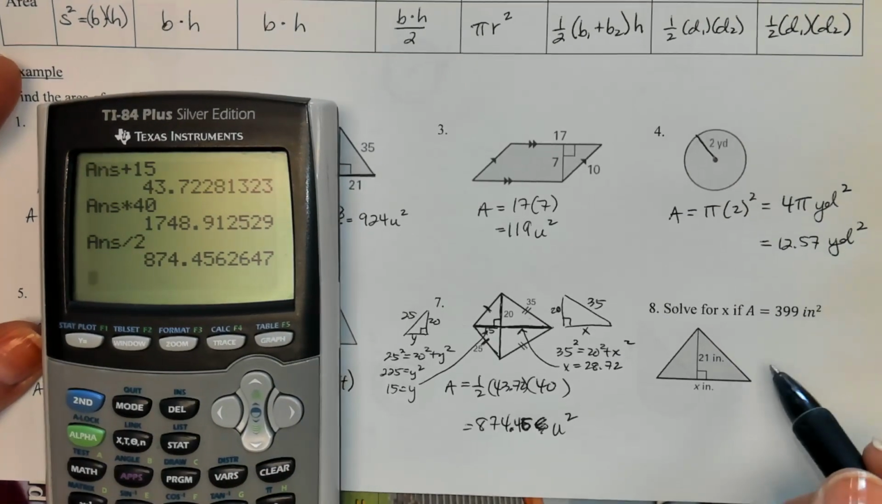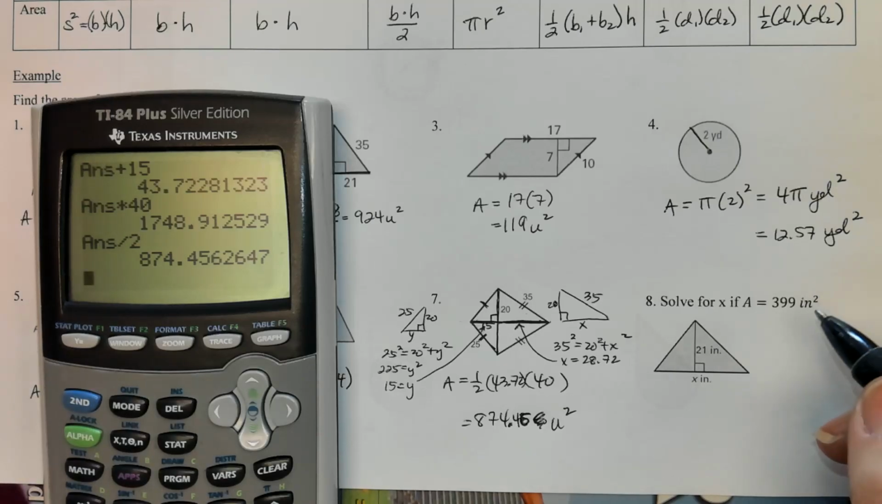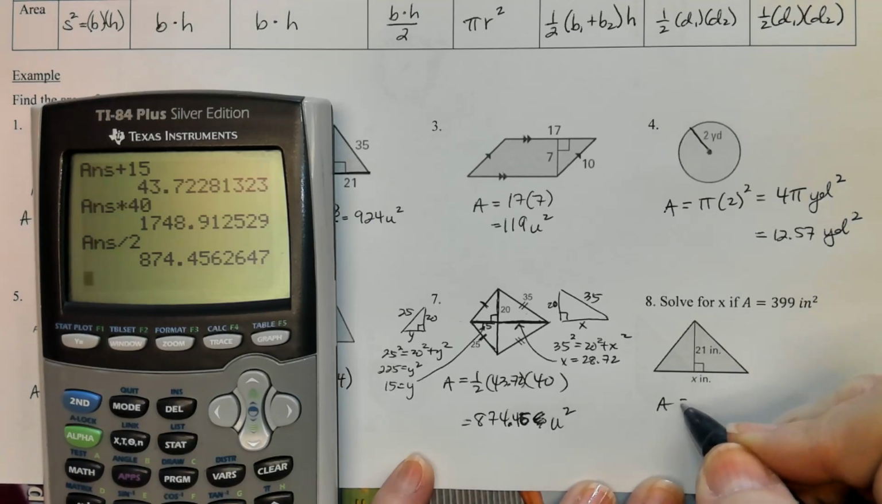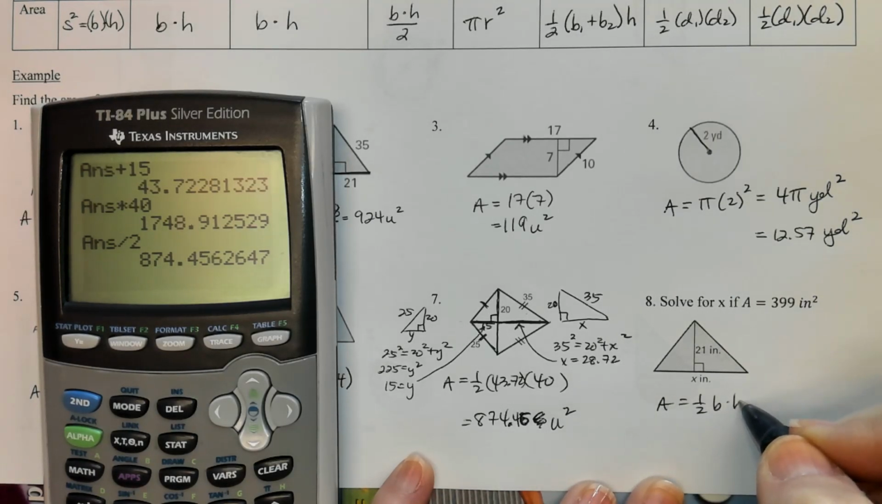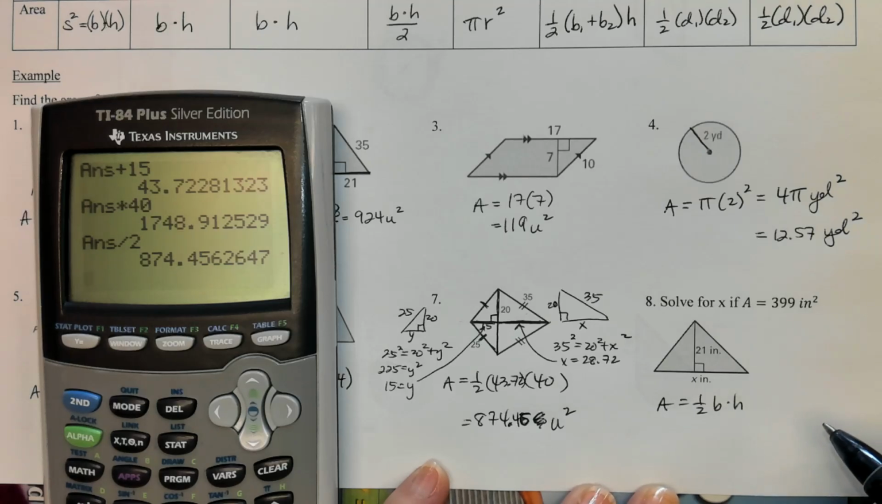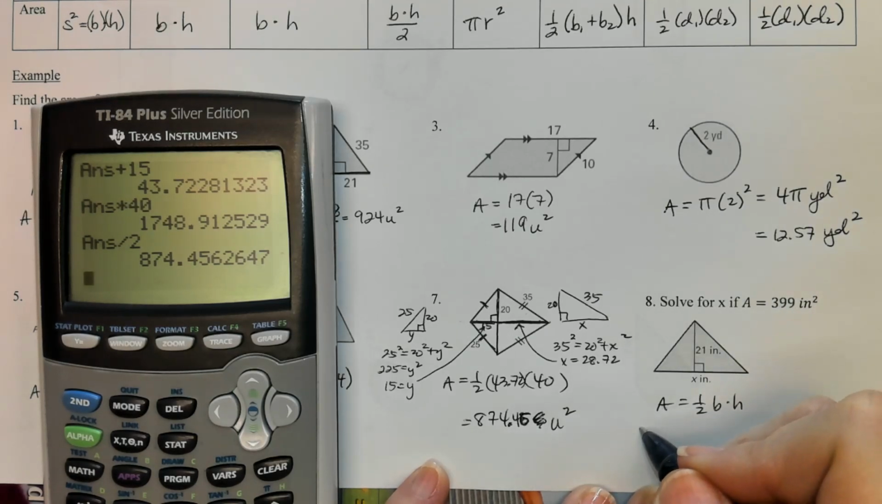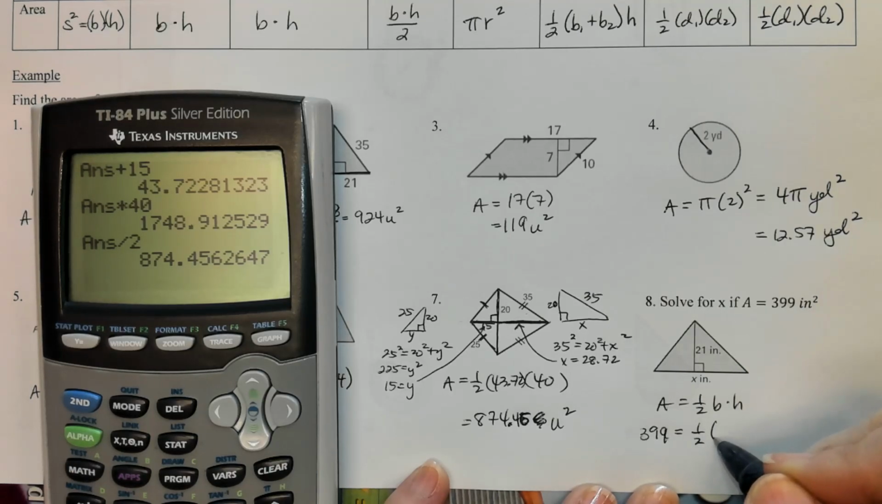One left. This one you actually get the area, and you're supposed to find the base. So I'm going to set up the formula for area of a triangle, which is 1/2 base times height, or base times height divided by 2. Either one will work. Area is 399, so that's what's going right there. And then I've got half, and then my base is x, and my height is 21.